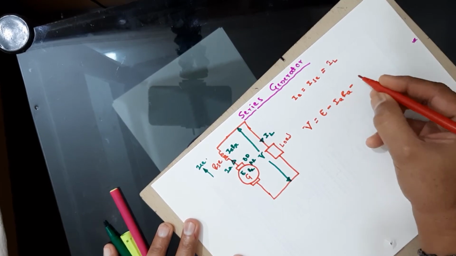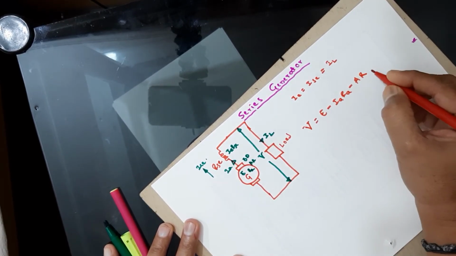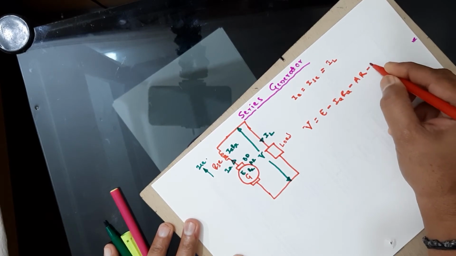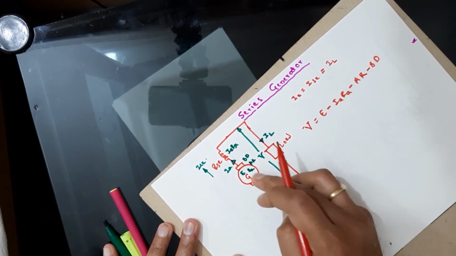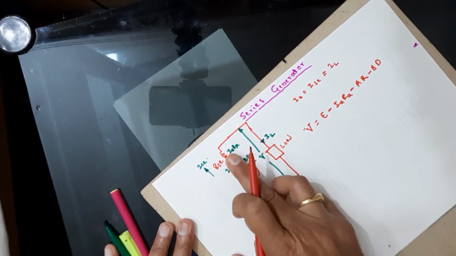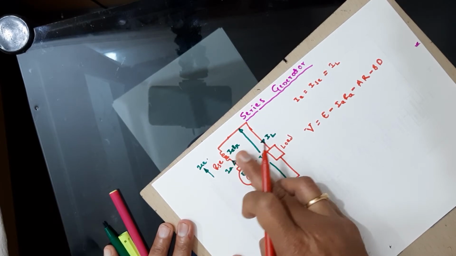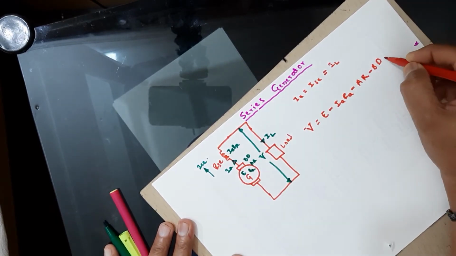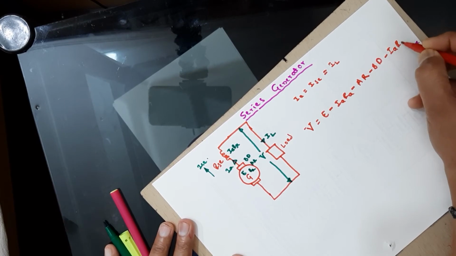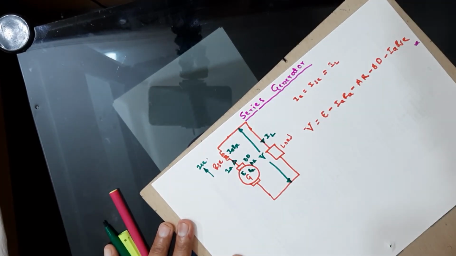Next, reduction in the voltage because of armature reaction. Next one is brush drop. See here, IRA drop, armature reaction, brush drop. Apart from that, there is one more drop here, that is I series R series, that is nothing but IA into R series, because IA and I series are the same.